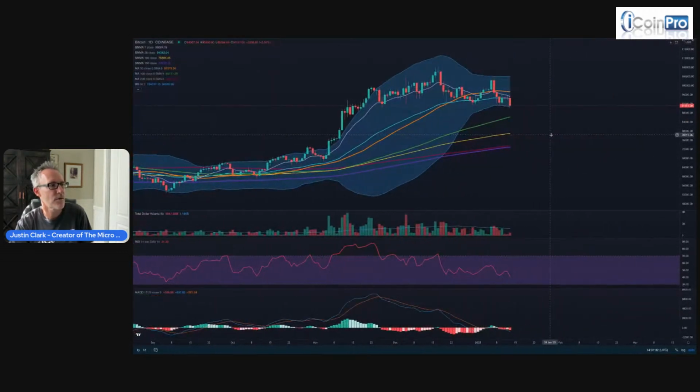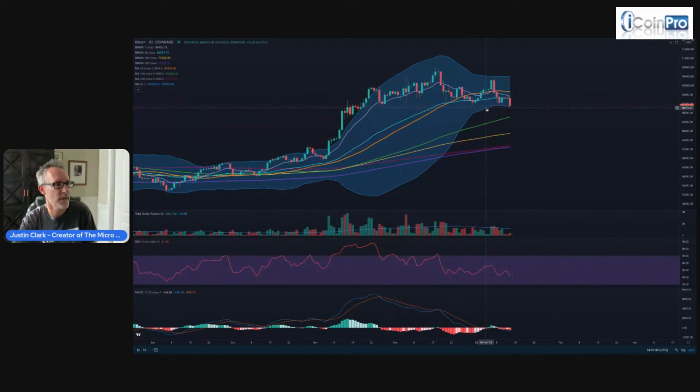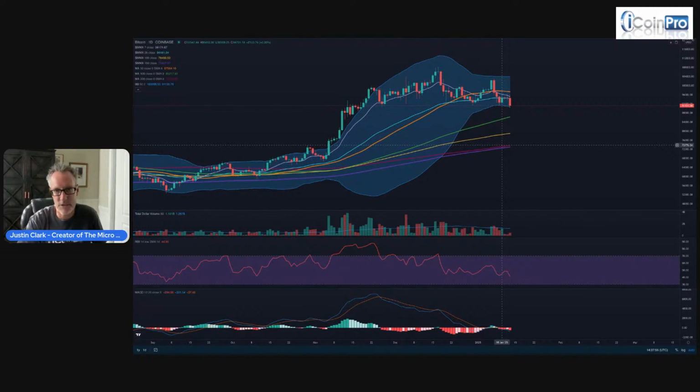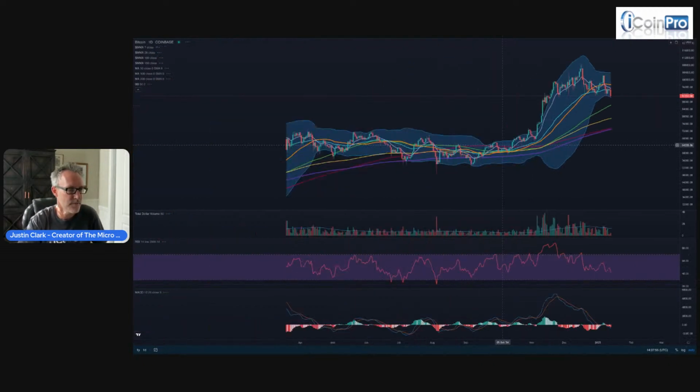Now, here's how this chart works. These green and red things are candles. They show where the price is, and this is where the price currently is for Bitcoin. This shaded area is called Bollinger Bands, all right? We're hitting the bottom of that Bollinger Band, and then these lines here are moving averages. How they're calculated, we don't really need to know. You just need to know how to use them. So here's how we use them.